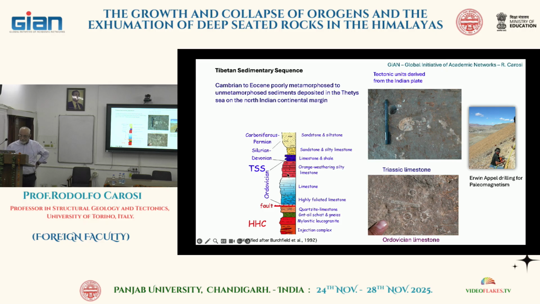Then you have orange limestone and shale at Devonian time, Silurian, Devonian, Carboniferous and Permian sandstone and siltstone. But more or less what we can observe is usually an increase in deformation and in temperature approaching the Greater Himalayan sequence, because here you have a leucogranite injection complex made by dikes and sills and migmatites.